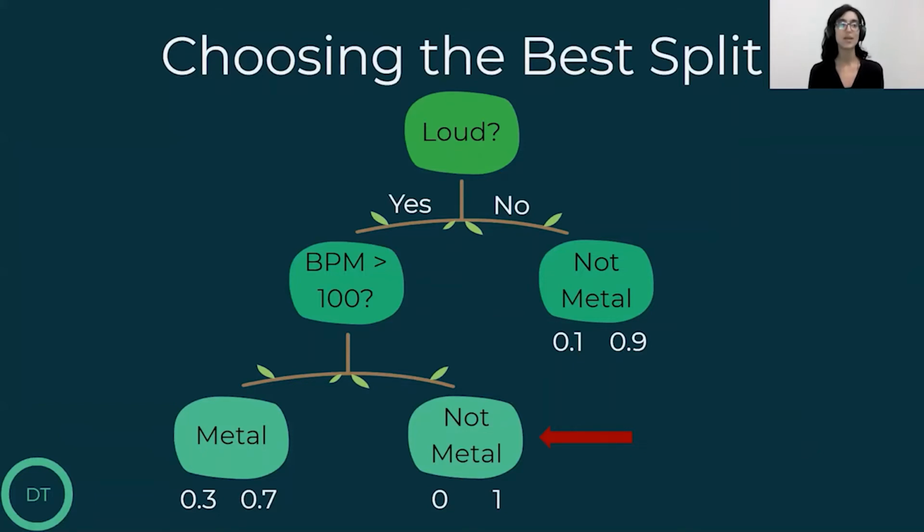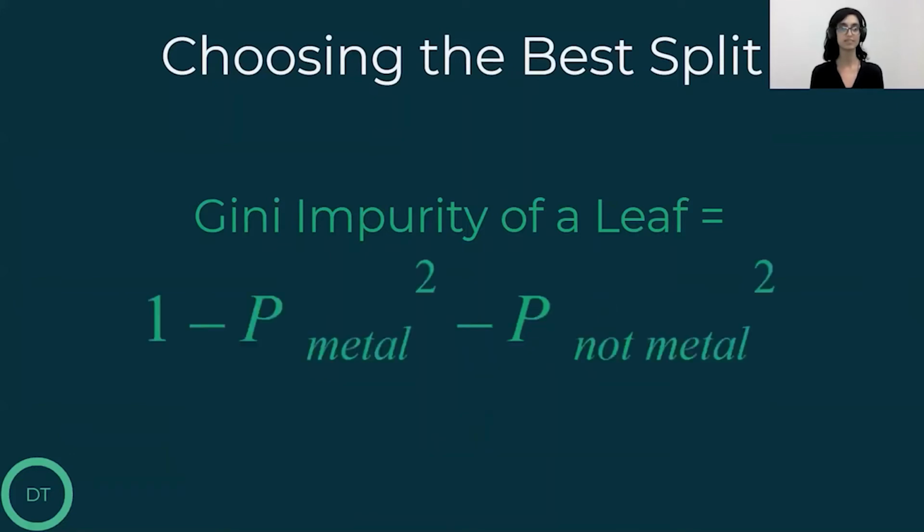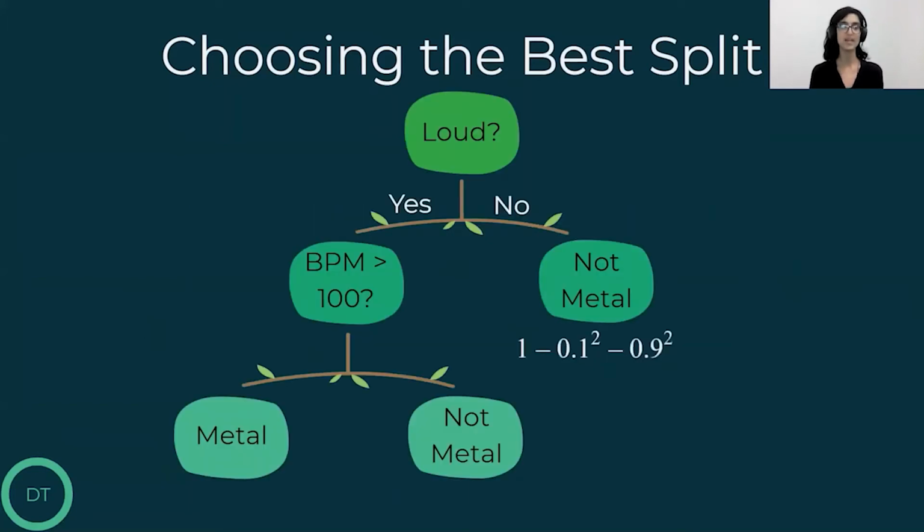There are many ways to measure impurity, and a common one is called Gini. In classification problems, the Gini impurity of a leaf is calculated using the probabilities of samples that reach that leaf to be in each class. In our case, the Gini impurity of a leaf is 1 minus the probability of being a metal song squared minus the probability of not being a metal song squared. So we can calculate the Gini impurity for each leaf node. Trust me, I've calculated it for you. These are the numbers we get.